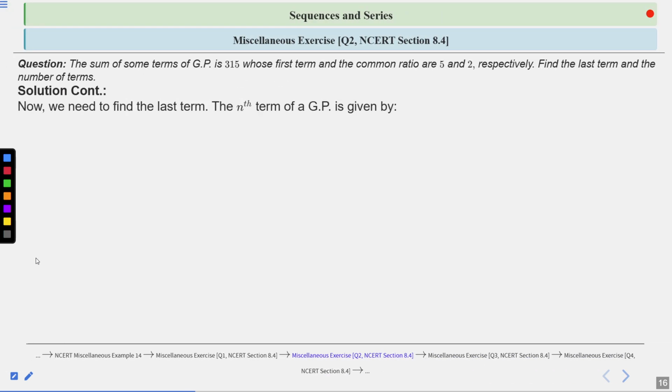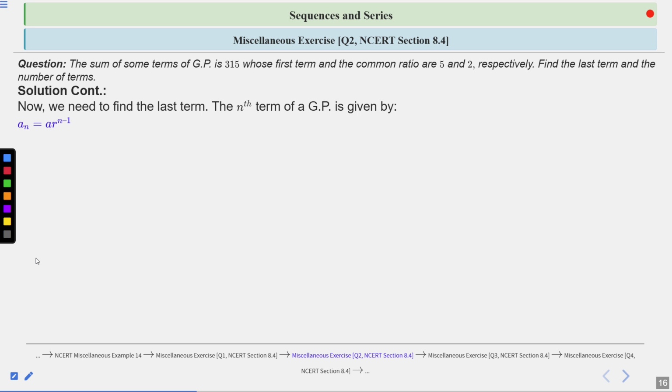Now we need to find the last term. The nth term of a geometric progression is given by an equals a times r power n minus 1. Here the last term means an, the nth term. An equals a times r power n minus 1.